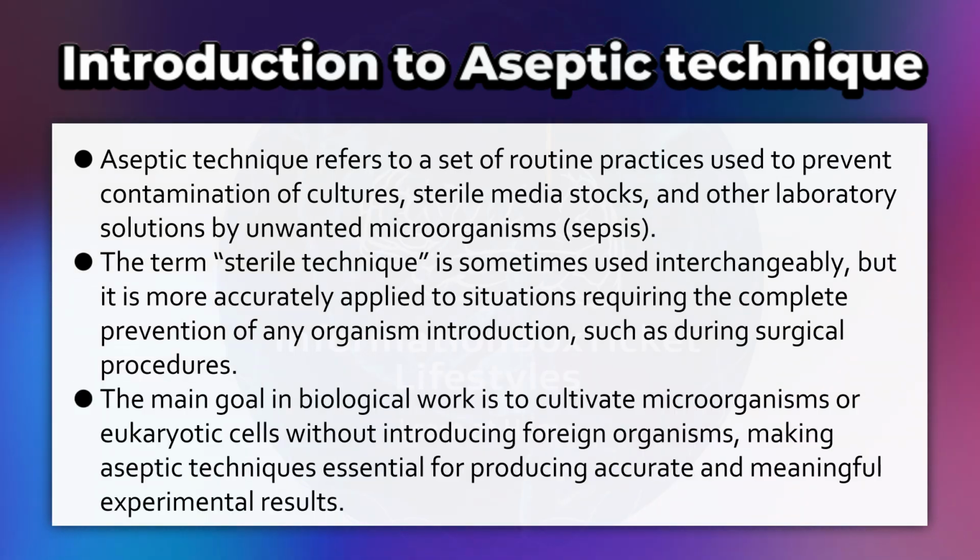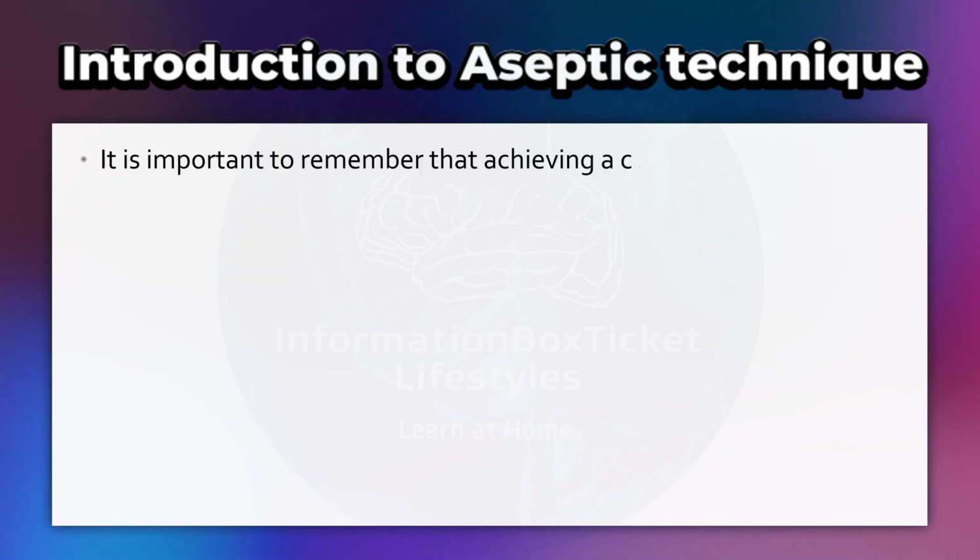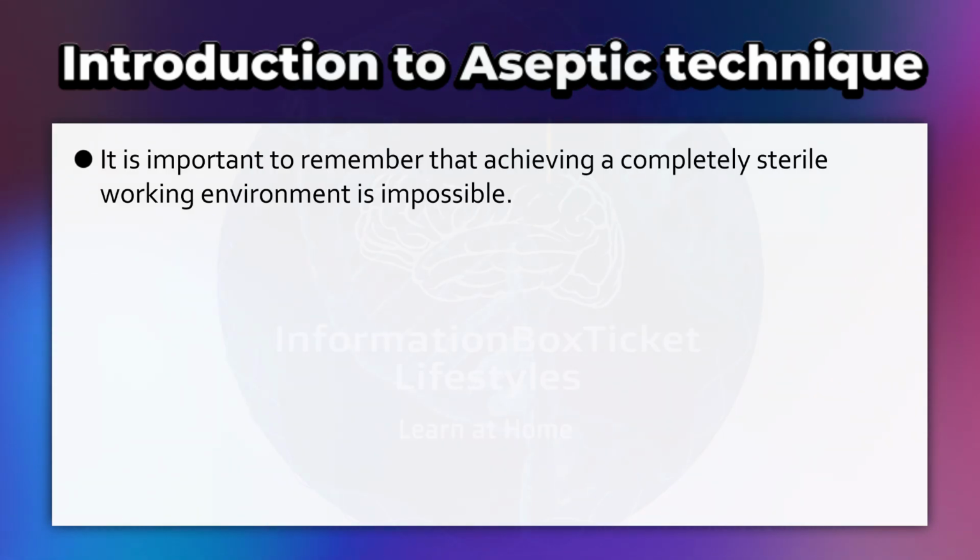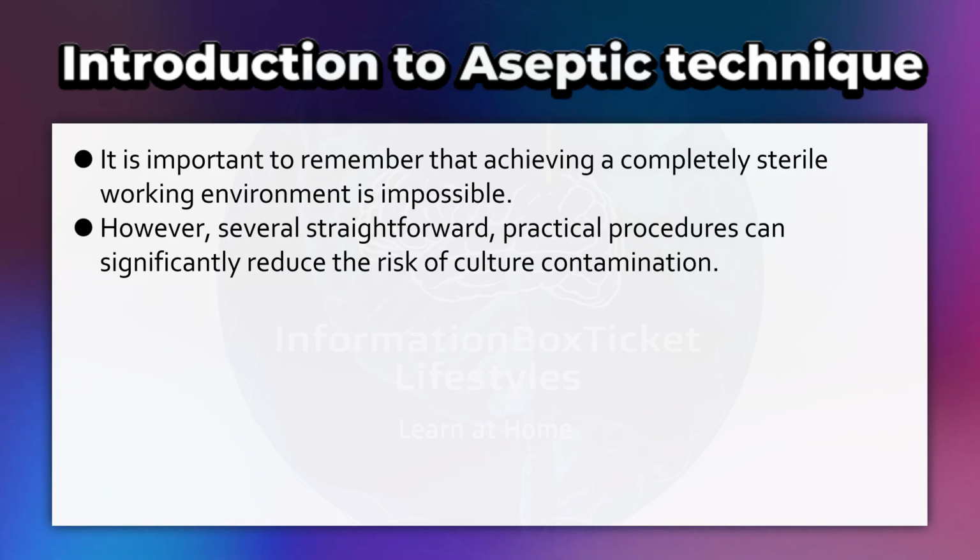The main goal in biological work is to cultivate microorganisms or eukaryotic cells without introducing foreign organisms, making aseptic techniques essential for producing accurate and meaningful experimental results. It is important to remember that achieving a completely sterile working environment is impossible. However, several straightforward, practical procedures can significantly reduce the risk of culture contamination.